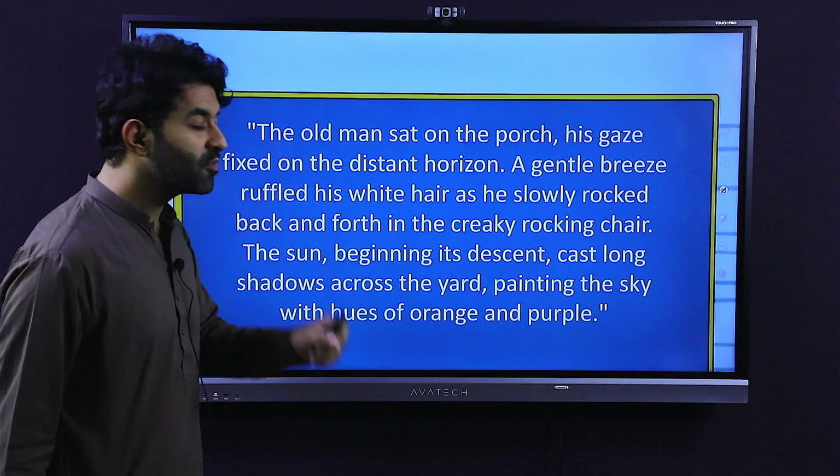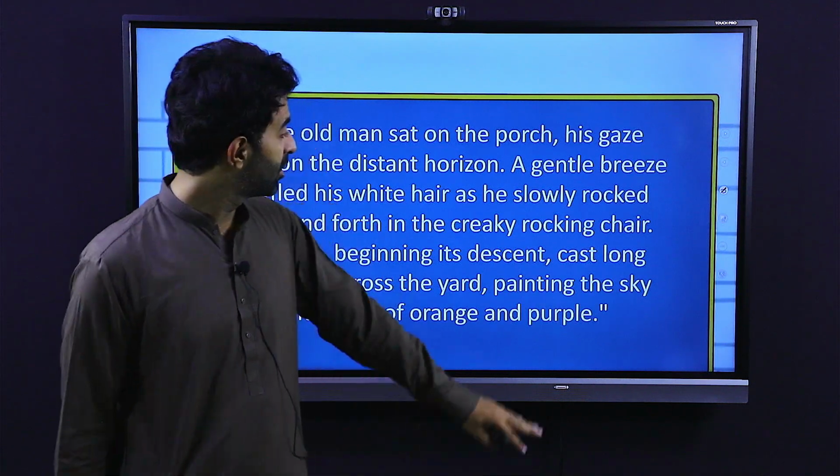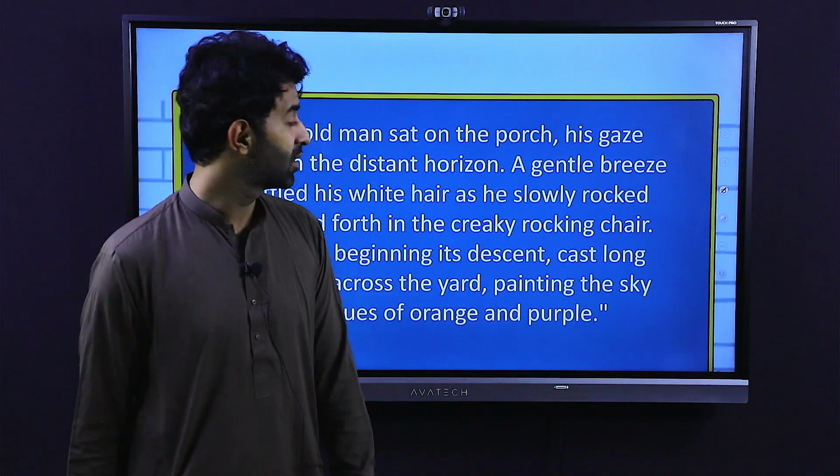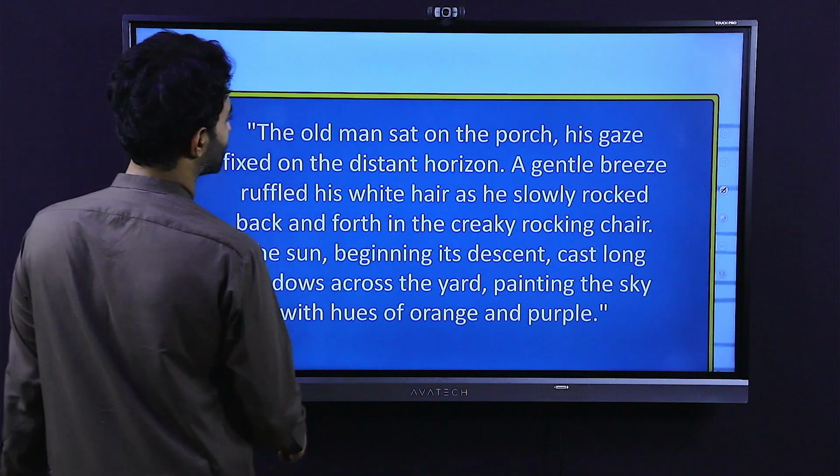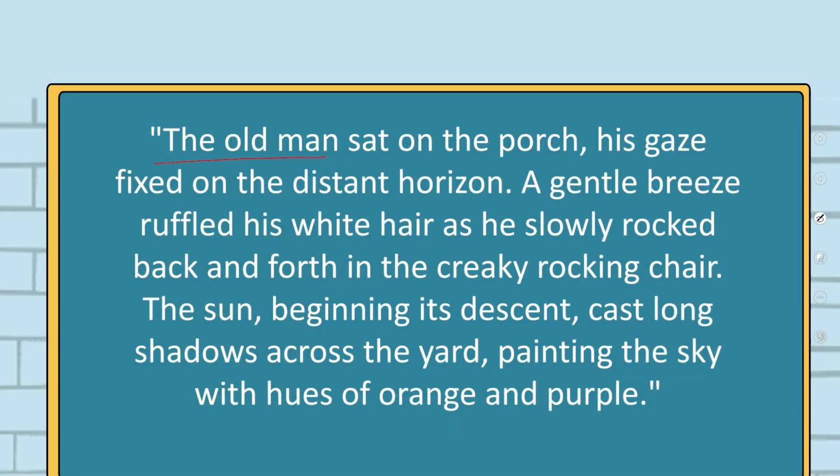Now, since we are talking about reading, I over here have this passage. Let's read it. This is a very short passage. The old man sat on the porch, his gaze fixed on the distant horizon. A gentle breeze ruffled his white hair as he slowly rocked back and forth in the creaky rocking chair. The sun, beginning its descent, cast long shadows across the yard, painting the sky with hues of orange and purple.